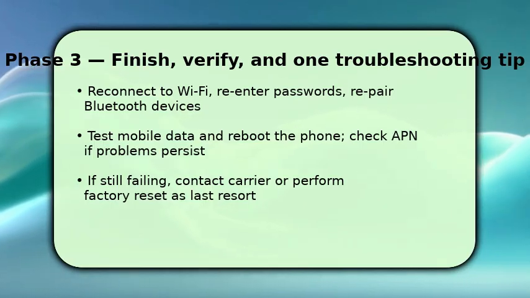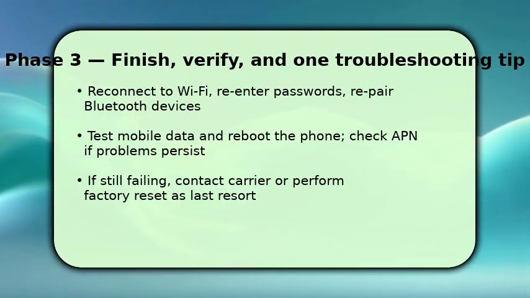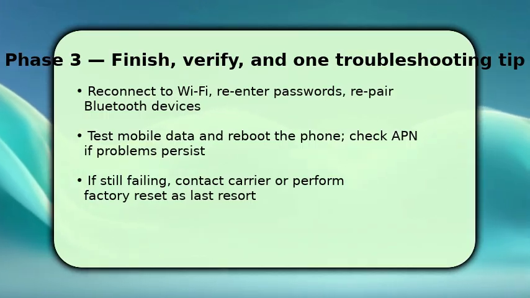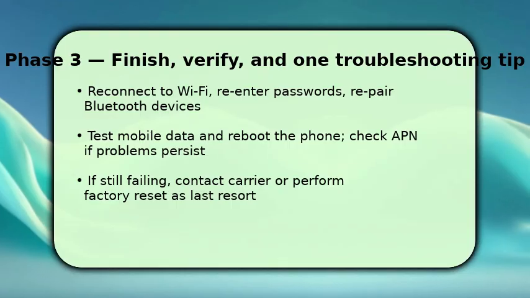If you still have issues, verify APN settings against your carrier's recommended values, because incorrect APN blocks data. As a final troubleshooting tip, contact your carrier before a factory reset. They can confirm network status and avoid unnecessary data loss.